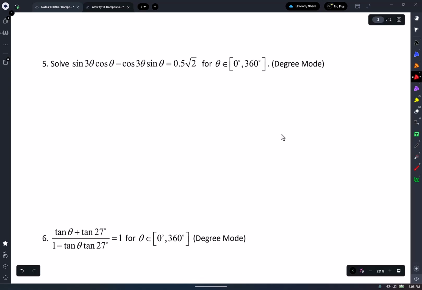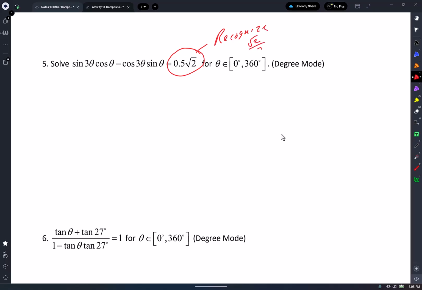Do you recognize this, guys? I would like for you to recognize that this is square root of 2 over 2, because that's just 1/2 times square root of 2. See? But you don't have to. You have a calculator. You would have gotten the same answer, even on degree mode. And then look. Sine, cosine, cosine, sine.